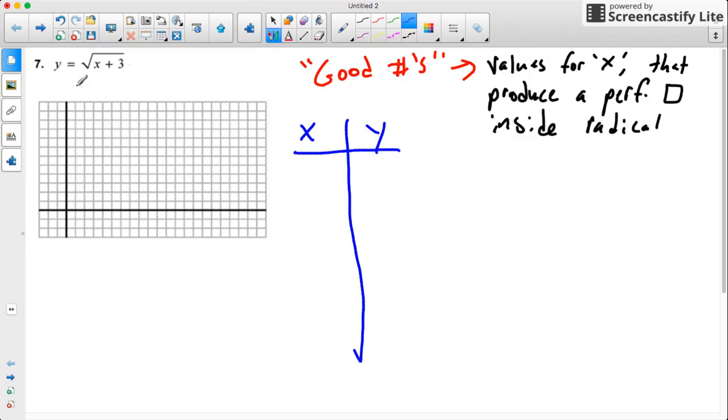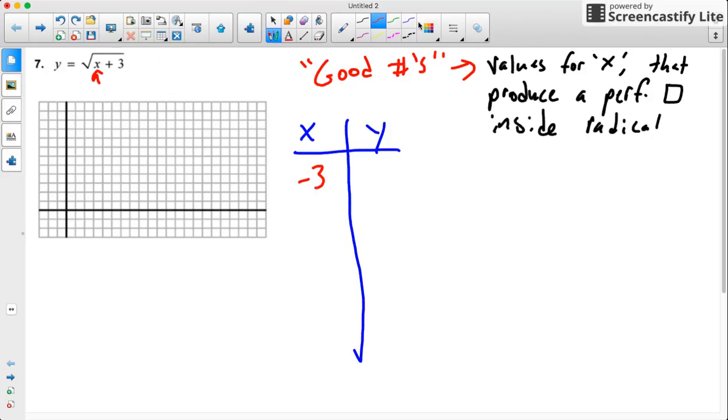I want to think about the first four. I like 4 or 5 of my good numbers for x. So the first good number is going to be whatever the lowest possible perfect square is. That lowest possible perfect square is 0. So I'm trying to think of what number could I put in for x that would give me a 0 on the inside of this radical. So that's going to be -3.